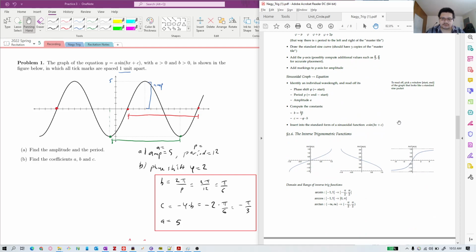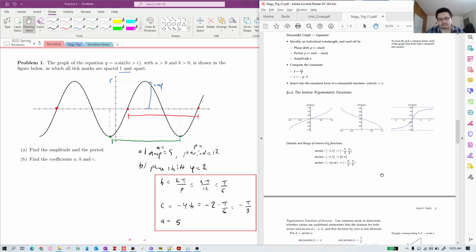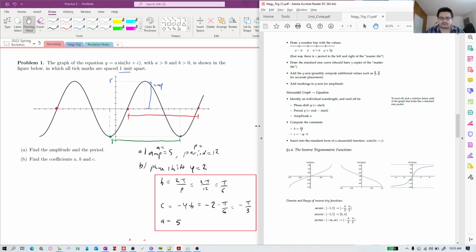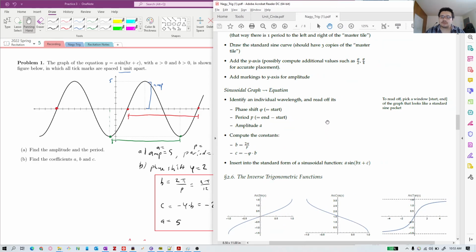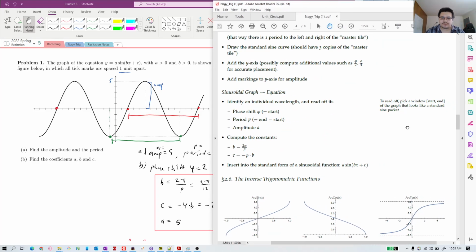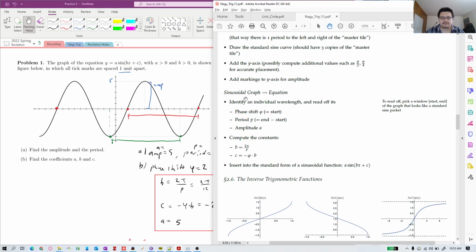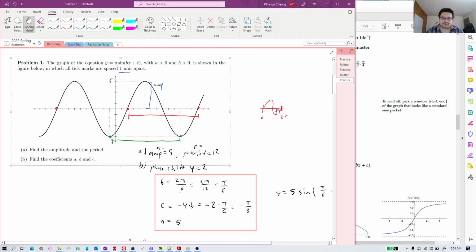I added quite a few things to it today. Well, some things. So I added this little comment off to the side. Maybe I can make this larger. All right. So I added this comment saying when you're doing this process of reading off information from the sinusoidal graph, what you are doing is you're picking a window from start to end, where when you just cut that graph off from start to end, it should look like a sine packet. And I drew an example of a sine packet here.